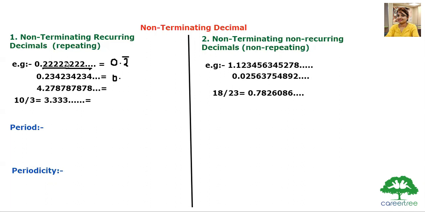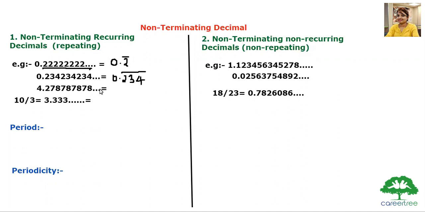And this 2 is repeating, so in order to represent it in short form we just put a bar sign over 2, because 2 is repeating. So it can be represented as 0.2 bar. In the same way, if you see this example, 0.234234, this 234 is also repeating. The digits should be repeating in a sequence or in a rhythm. So we can write it as 0.234 with a bar over the 234. The repeating block is 234.